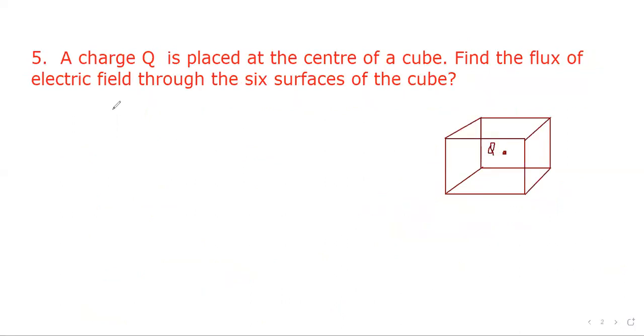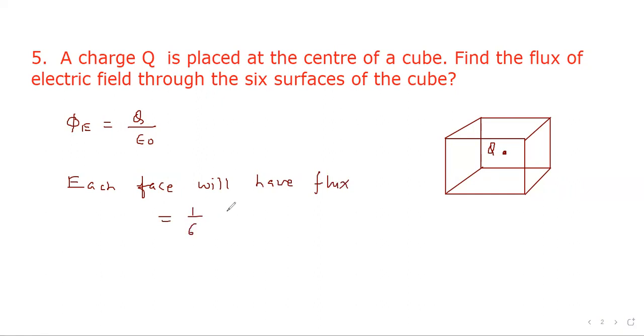Now let's consider the next question. A charge Q is placed at the center of a cube. Find the flux of the electric field through the 6 surfaces of the cube. So we know that total flux phi is equal to charge contained divided by epsilon naught, and there are 6 faces. So each face will have 1/6 of this flux. So each face will have flux equal to 1/6 Q upon epsilon naught.